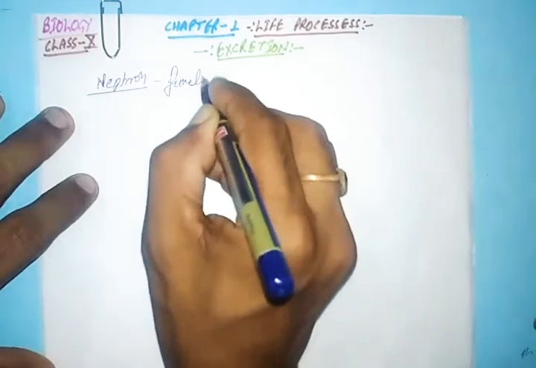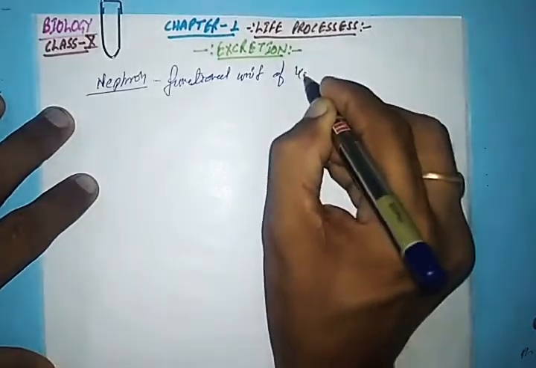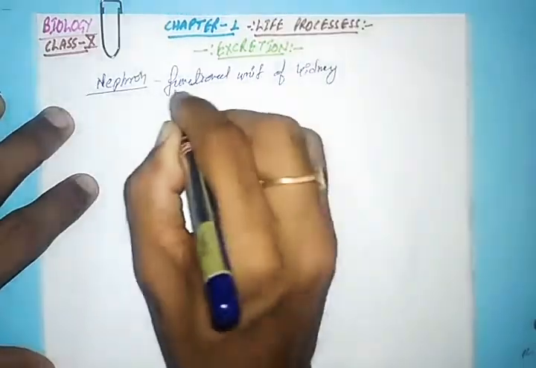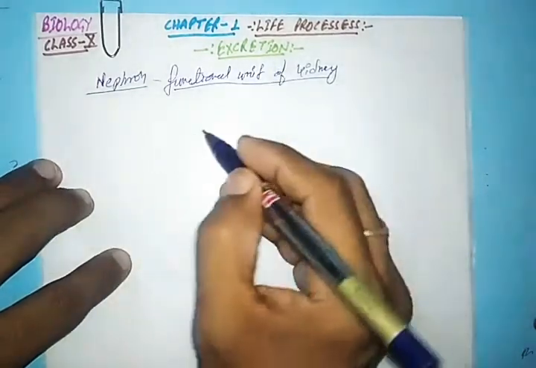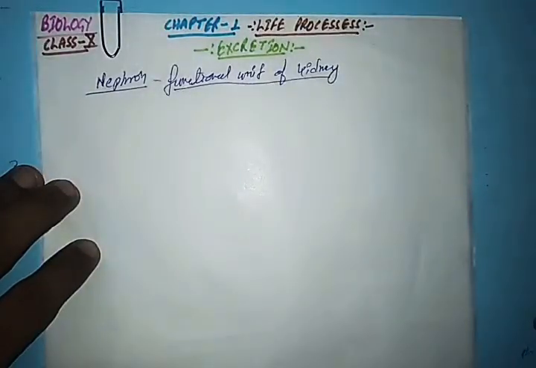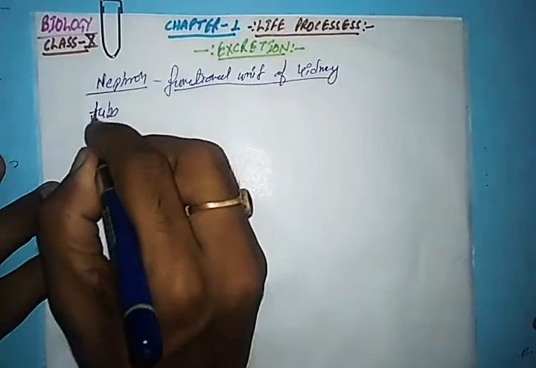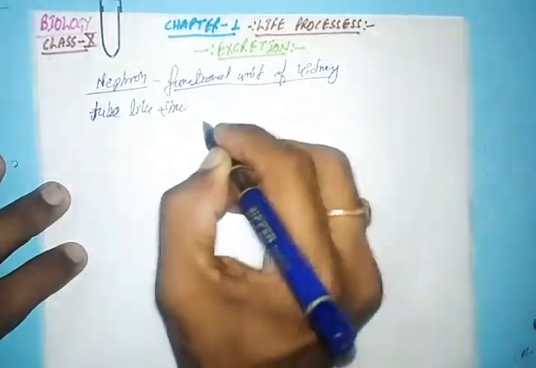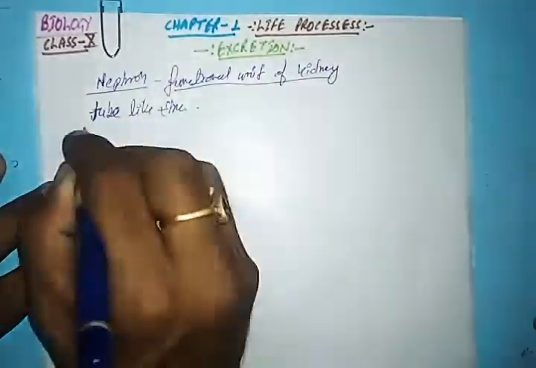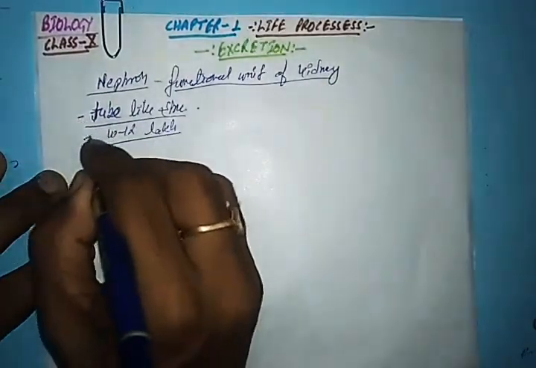Functional unit of kidney, that basically filters the blood and removes nitrogenous waste substance from the blood. Okay, nephrons are some small tube-like structures which are present in the kidney. Their number is about 10 to 12 lakh in each kidney.